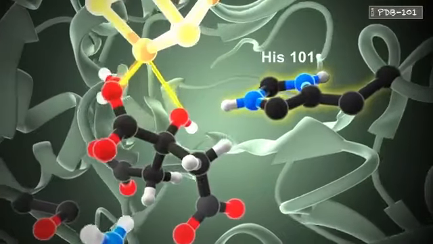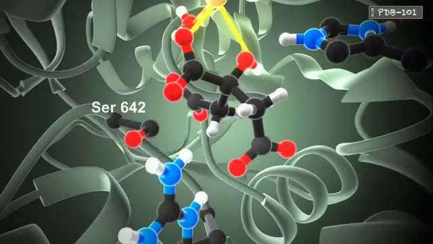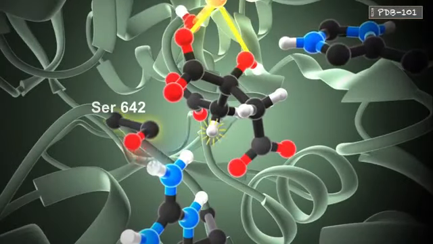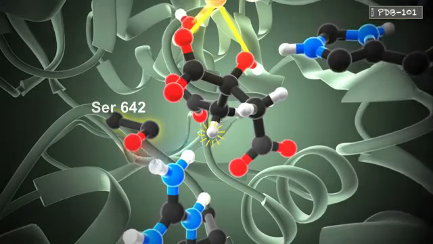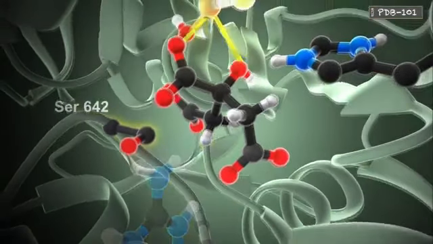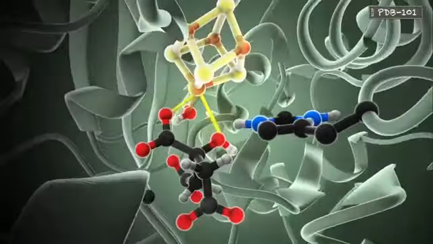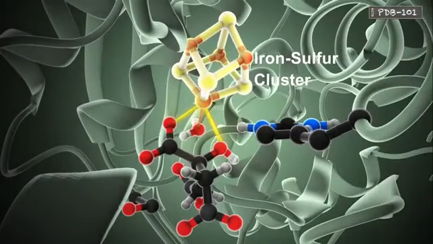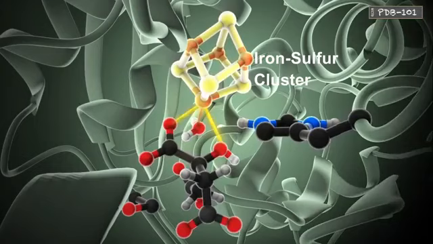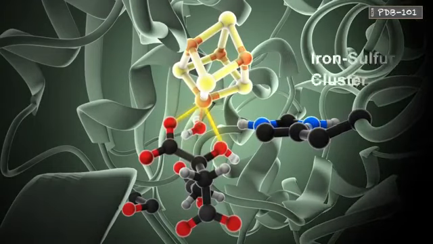Histidine 101 acts as an acid by donating its proton. Thanks to the chemical environment of serine 642, it can act as a base by accepting the proton from the substrate. The active site of aconitase also contains an iron-sulfur cluster that stabilizes the substrate electrostatically and helps to position it relative to the catalytic residues.